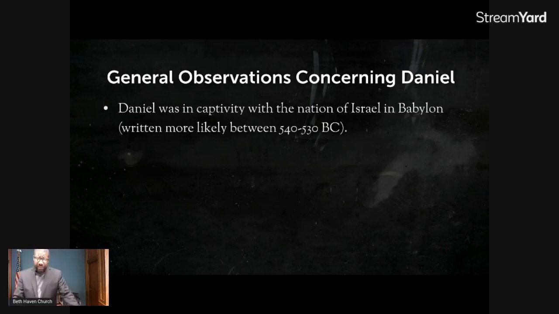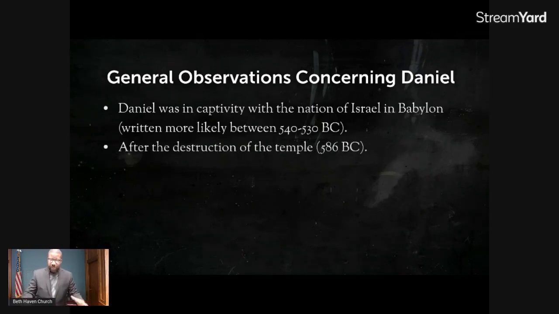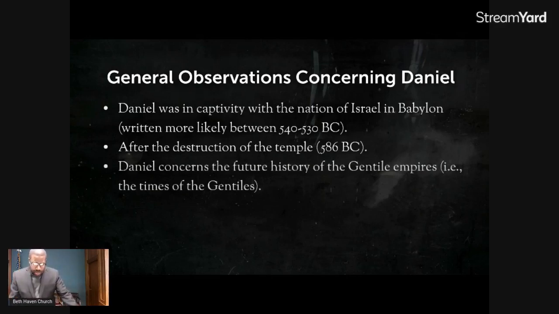That's important because this was after the destruction of the temple. The first temple here was razed. Men, women, and children were slaughtered, and the remaining Israelites were taken into captivity in Babylon. Daniel concerns the future of the history of Gentile empires. This is a very curious time.